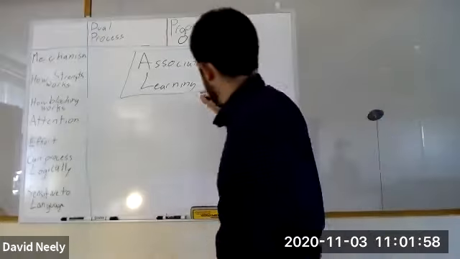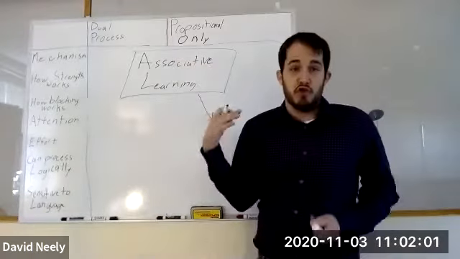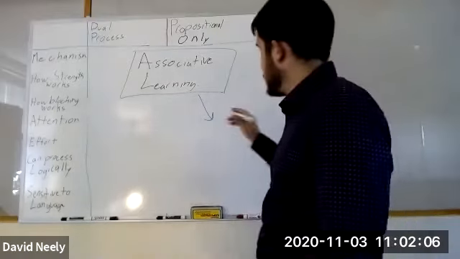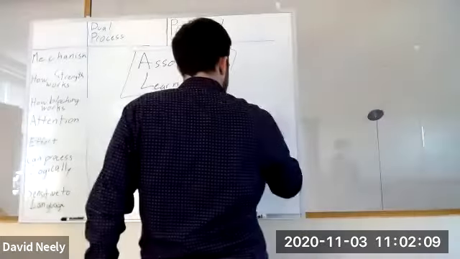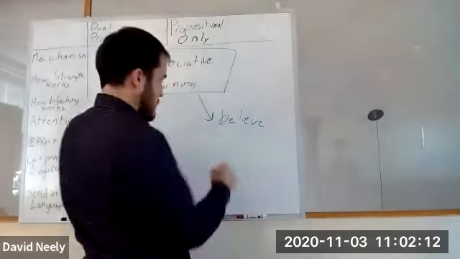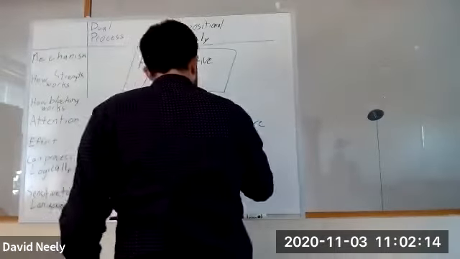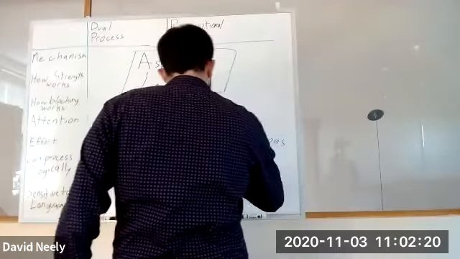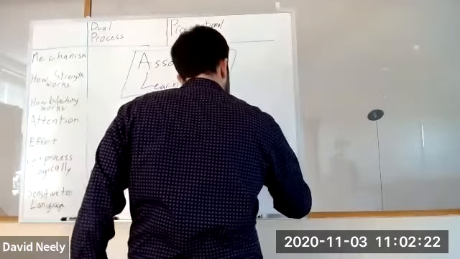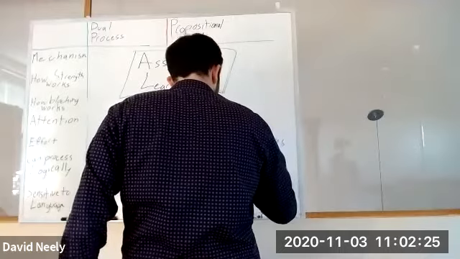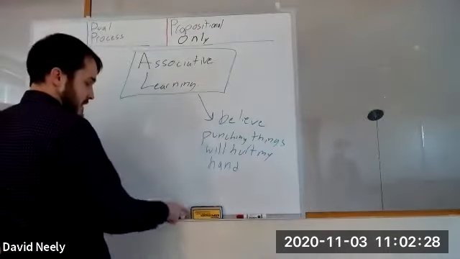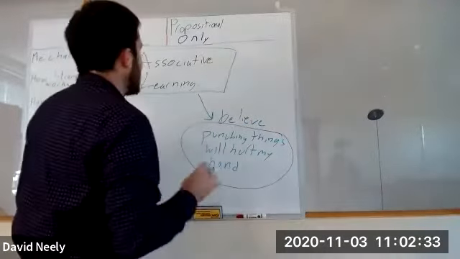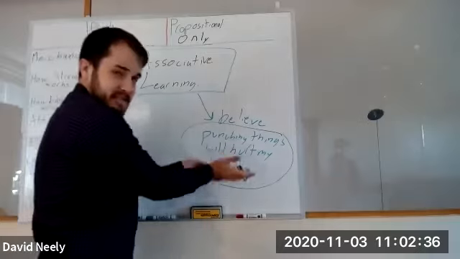According to a propositional theorist, what it is to learn associatively is to gain a belief that two things go together. So you form a belief, and in your belief box goes something like punching things will hurt my hand. So this is an entire thing that you stand in a relationship to. And this is the language of thought sort of idea. So to gain associative learning is to gain this belief.